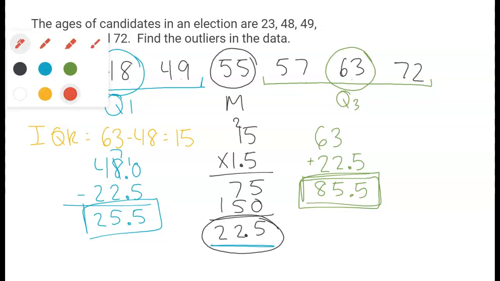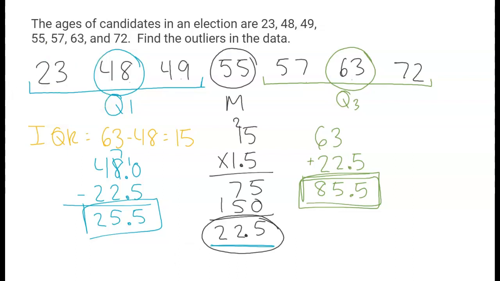And I do have one number that is less than 25.5, and that is 23. So 23 is an outlier. That is one piece of data that is very far away from all of the other pieces of data.